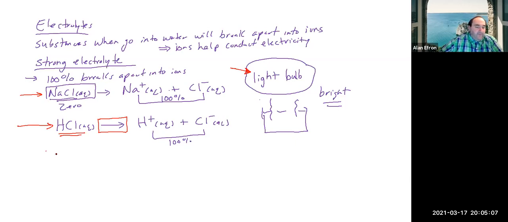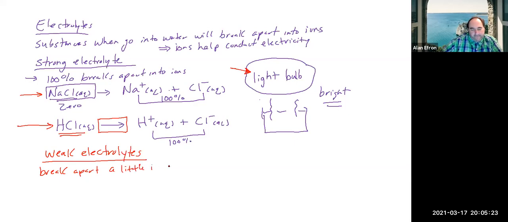There's also what are referred to as weak electrolytes. Weak electrolytes break apart a little in water. They will produce a few ions. So an example of that would be something like hydrofluoric acid. Hydrofluoric acid is actually a weak acid, and it breaks apart into H plus and F minus.